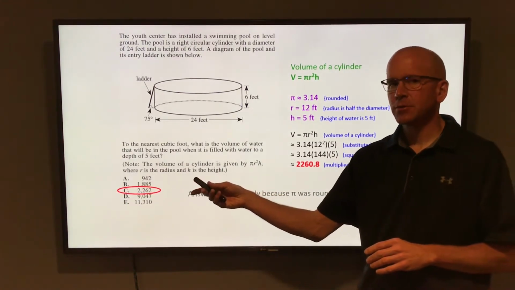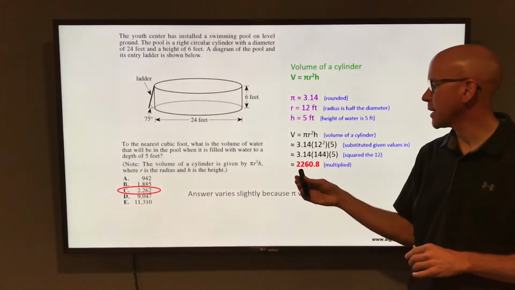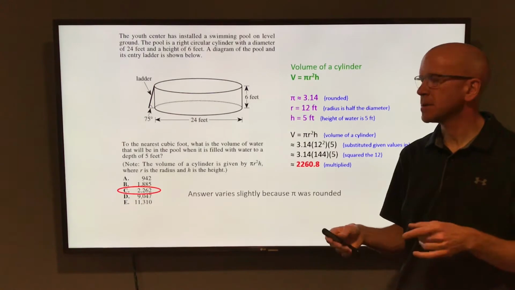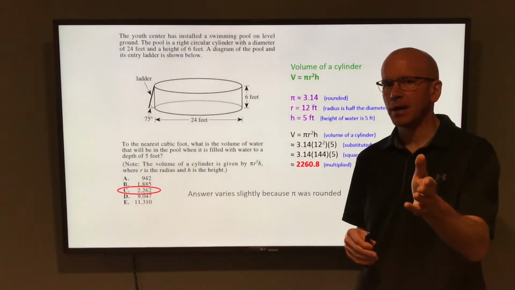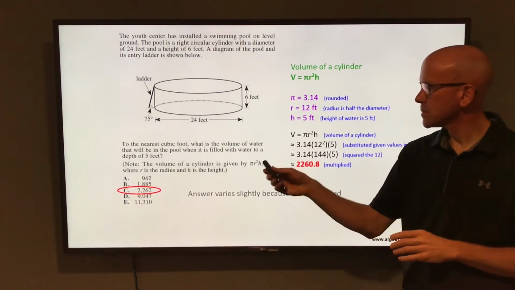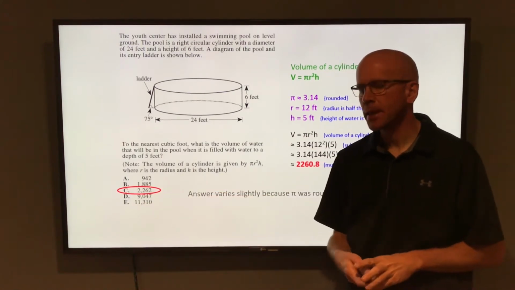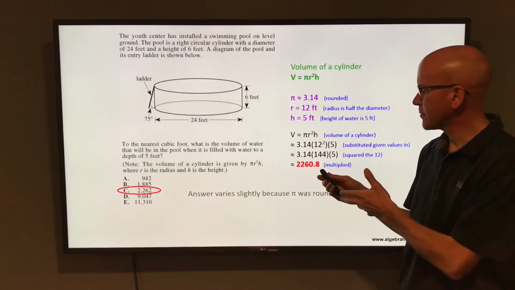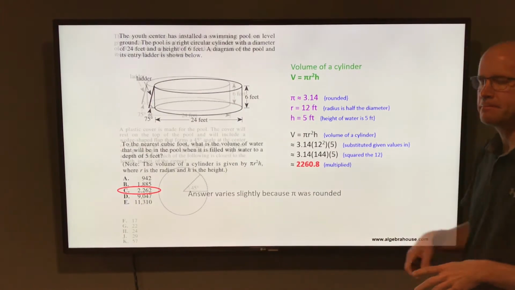That answer is not showing up, even to the nearest cubic foot. This would be 2,261. So what's the difference? Because I rounded pi. That's going to be a little bit off than if you use that pi button, the pi stored in your calculator. It's probably going to be this 2,262. The closest answer to this 2,260.8 is 2,262, so we're going to go with letter C.